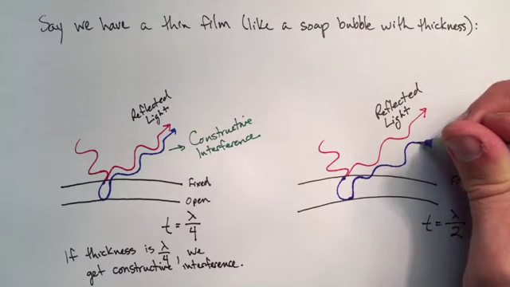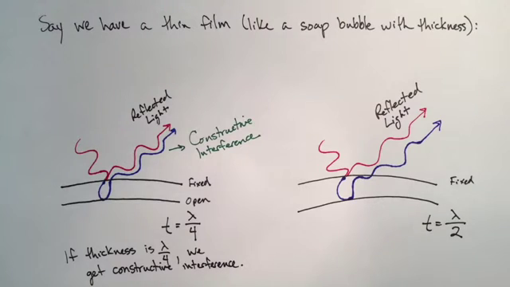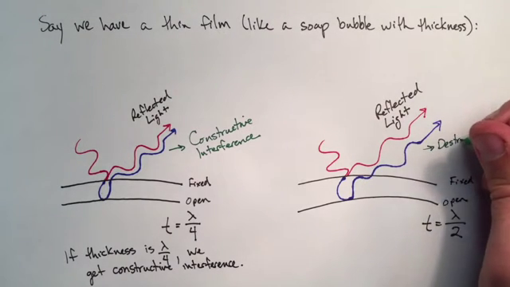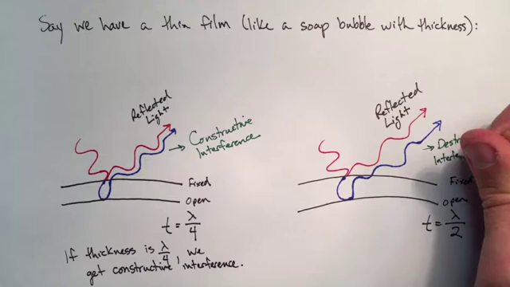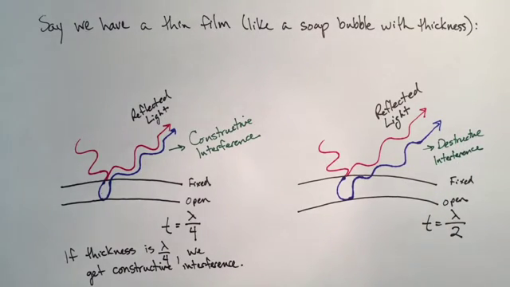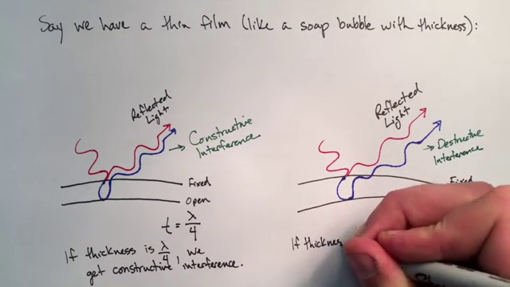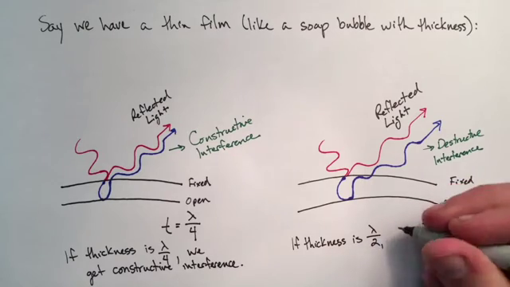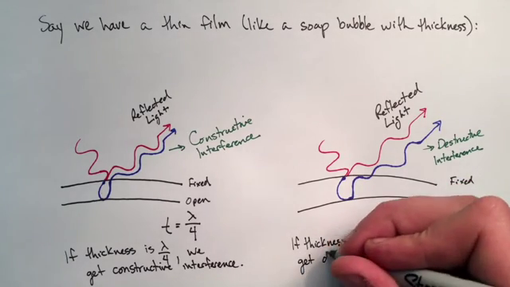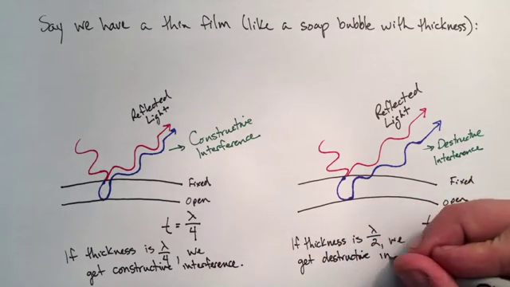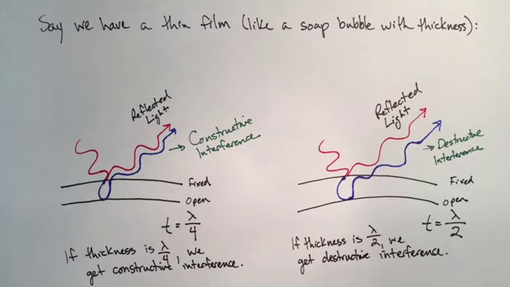When this ray leaves the soap bubble, we notice that it's completely out of phase with that initial ray that bounced off the top surface. In this case, we're going to get destructive interference. So let's say red light shines on a soap bubble that's 1/2 of a lambda. It's going to destructively interfere itself, and we won't see any red light shining off of that bubble.